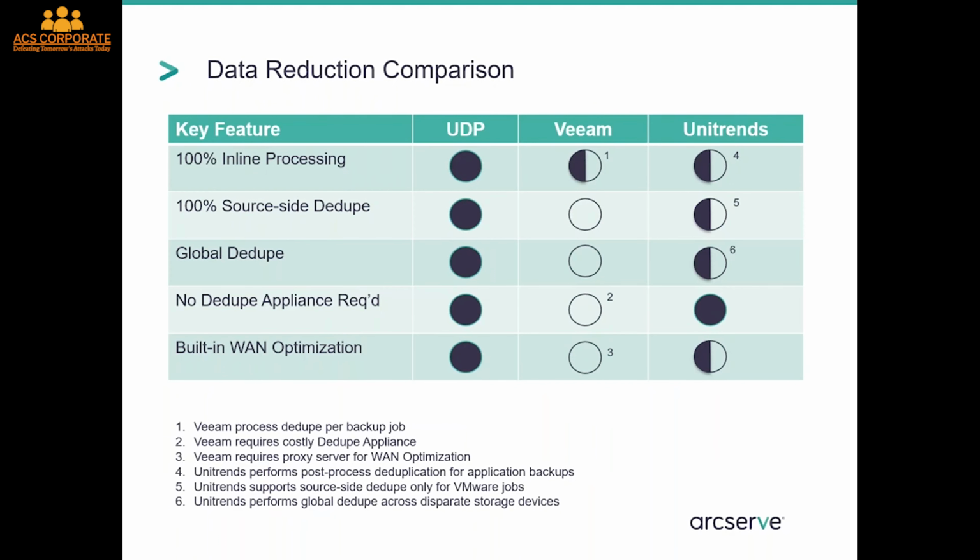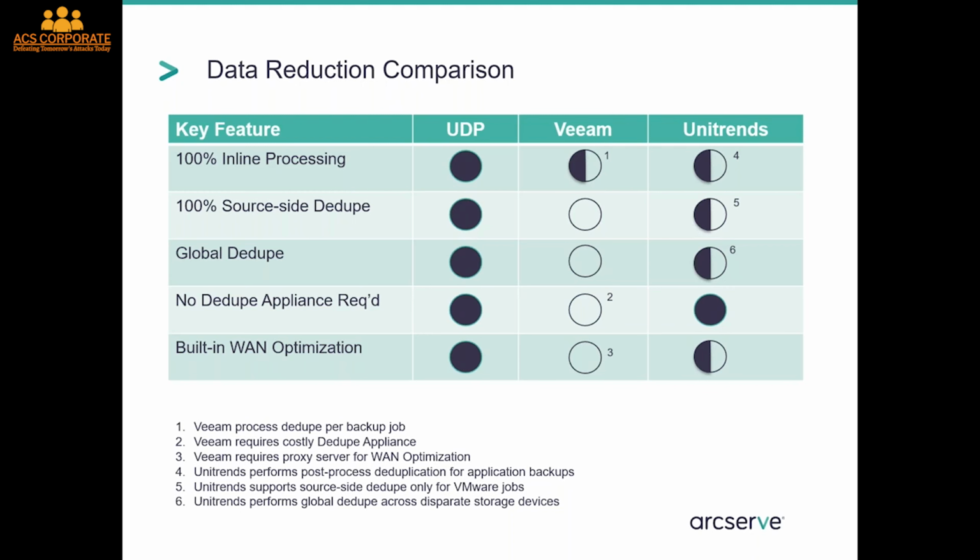So when you compare our products to others, 100% inline dedupe. Again, if you look at Veeam, Veeam process dedupe per backup job, so it's not true. It is inline, but it's not a very effective method. So we kind of give it half a point there. And Unitrends, again, Unitrends performs post-process deduplication for application backup. So it's not 100% inline.